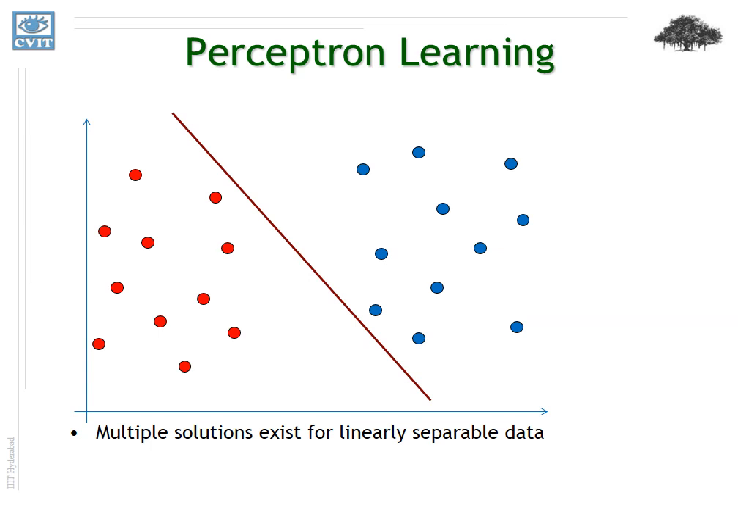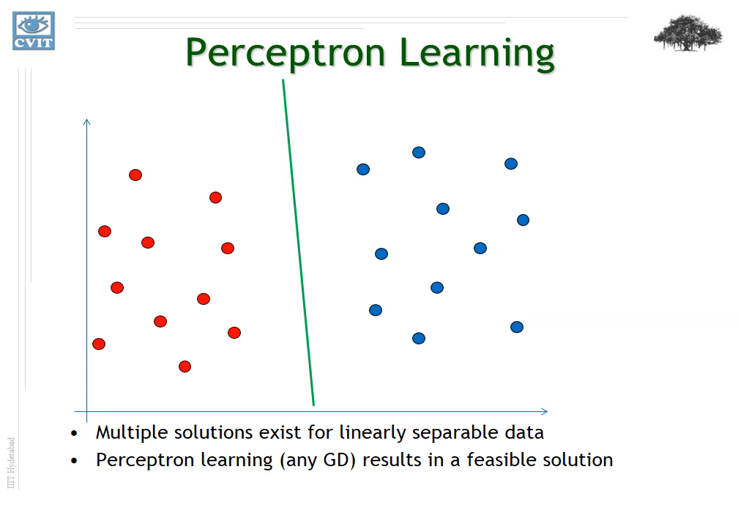Now the goal of perceptron learning is to find a line that would separate these two classes. Now, as you can clearly see, there are multiple solutions that can separate these set of points. For example, this blue line might as well separate these points, or this green line. And perceptron learning, or any gradient descent method for that matter, results in a feasible solution.